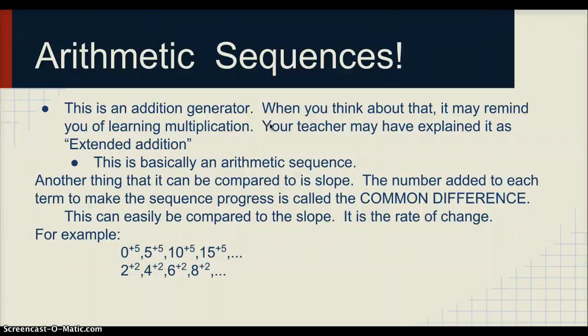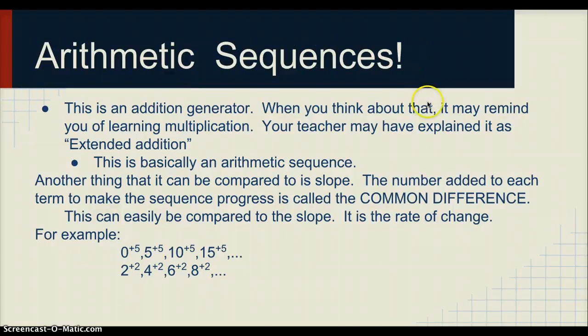So think back to when you were first learning multiplication. I'm not really sure what you were taught, but for some people, their teacher may have explained that multiplication is like extended addition. So this is basically an arithmetic sequence. Another thing that it can be compared to is slope because it is a constant rate.